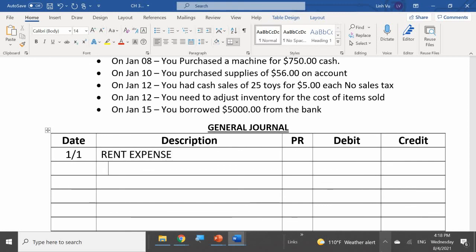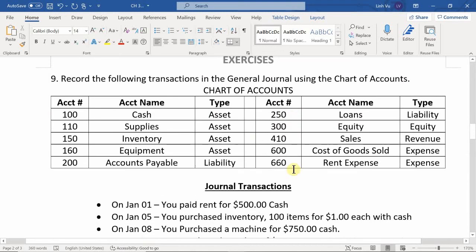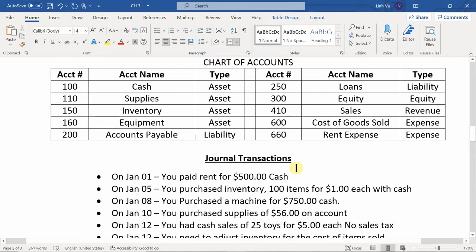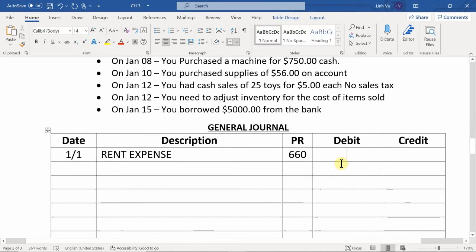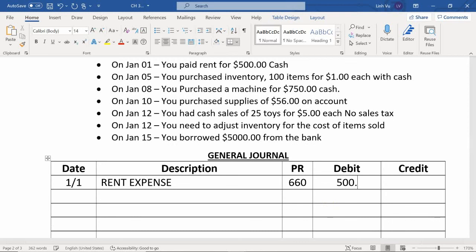And I don't know the account, the PR. What account number is rent expense? 660. 660 and it is a debit. It is a debit, correct, because we're paying. We're spending money for our operations, which is to pay for rent. And how much are we paying for rent? That's $500. Good.